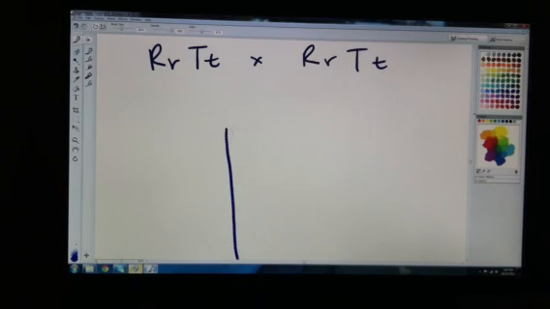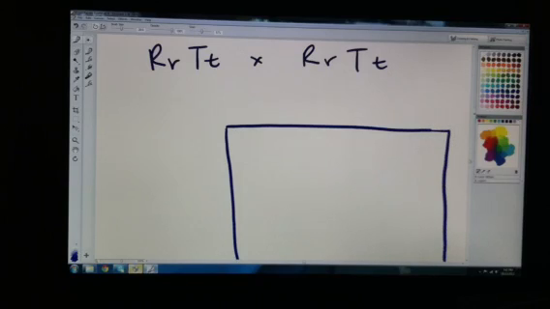Here's just a review of how to set up a dihybrid cross. So if we have a dihybrid cross and we have two parents that are heterozygous for both traits, and we need to set up a dihybrid cross, here's how you do it. So you would have your full 16 box Punnett square.